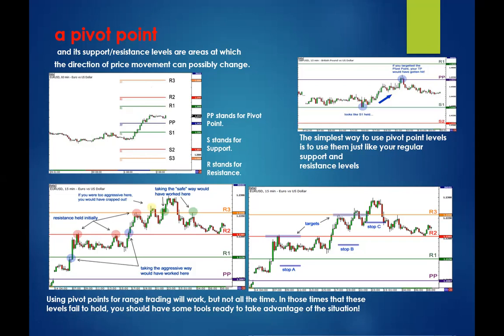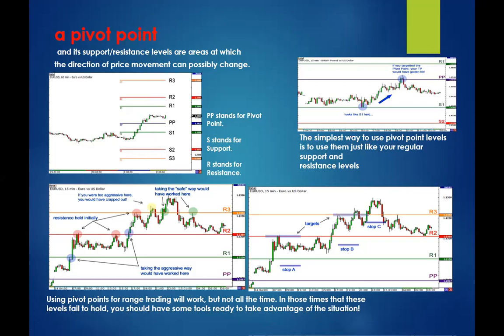Similar thing with the selling side. If the price is below PP, that means S1 should be your take profit. And if you are not going to use S1 as your take profit, you can use it as your entry point, but above the PP, which is the pivot point level, should be your stop loss, and you should use S1, S2, S3 as your targeted take profit.